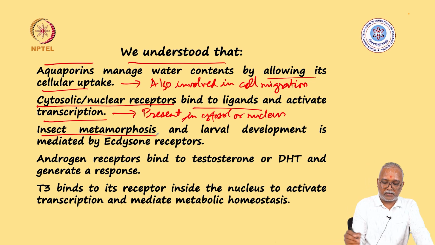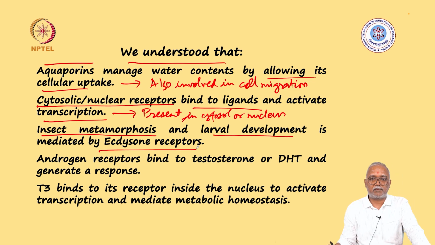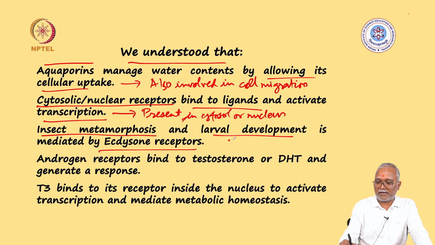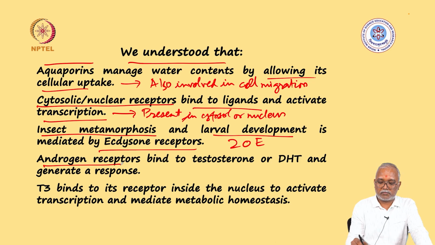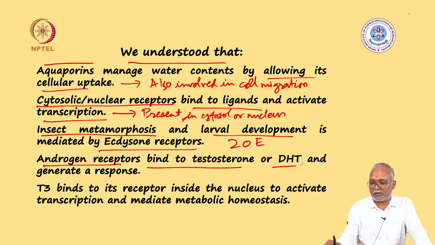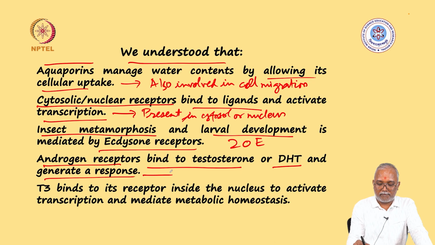Insect metamorphosis, particularly the larval development, is mediated by these ecdysone receptor, which we saw was present in cytosol in a heterodimeric combination. Binding of ecdysone took it inside the nucleus. We also noticed the active form of the hormone which was important for this process. The androgen receptors, which bind to testosterone or dihydrotestosterone, generate the response relevant to the downstream of testosterone or androgen function.